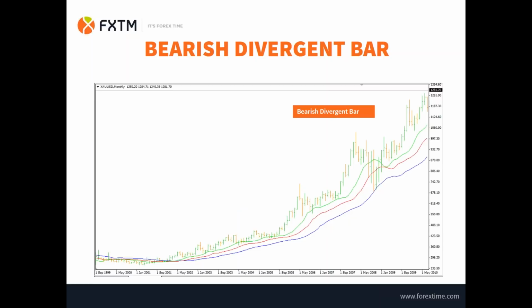Look at that, bearish divergent bar. Do you see this bar here where it has a higher high? Do you see that? The high of this bar is higher than the previous one, and then the close of this bar is below the midpoint of the bar. And this is a very nice example, of course, of a bearish divergent bar.